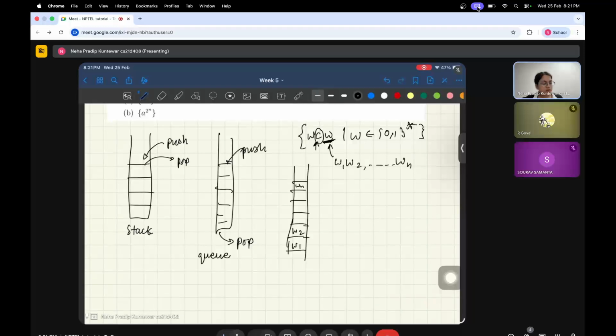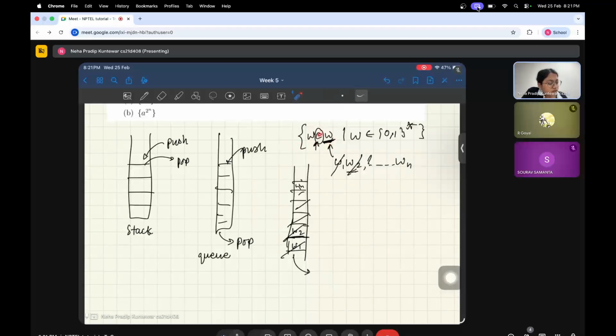when you pop, you're actually popping from here. So read W1 and pop from here. Now W2 becomes the bottom, the last element of the queue. Then you read W2 and pop W2, read W3 and pop W3, and so on. So basically, you are checking whether each element here matches with the last element of the queue. And that's how you can check if the string here and the string here are the same.